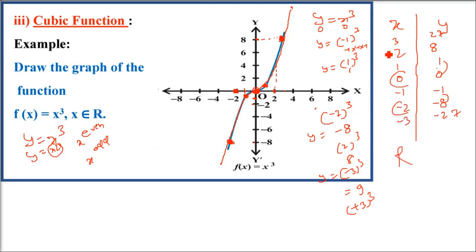So all values you can put. The domain is real numbers. You can also put negative 1 by 3, it doesn't matter. The range is, again, all the values it is coming: negative also, positive also, fractions may come also. So the range is all real numbers. This is a cubic function, R to R. This is your graph.